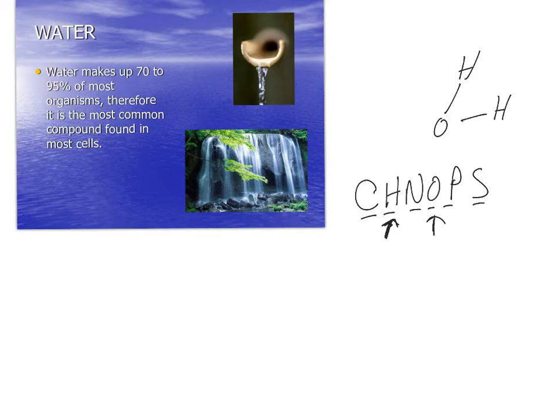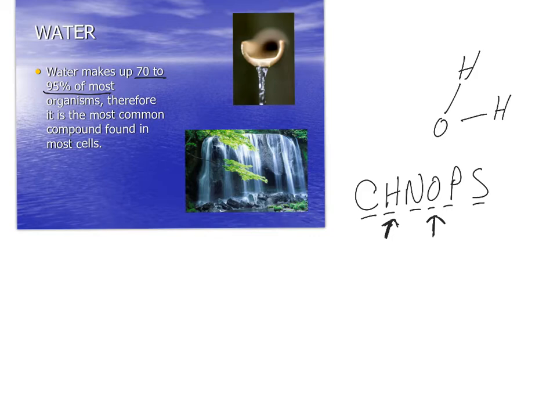And that makes sense because water ends up making anywhere from 70 to 95% of organisms on the planet Earth. So about 70+% of you is water. You are a solution. Your cells have solutions in them. They have varying concentrations of solute, or varying amounts of solute in the solution.